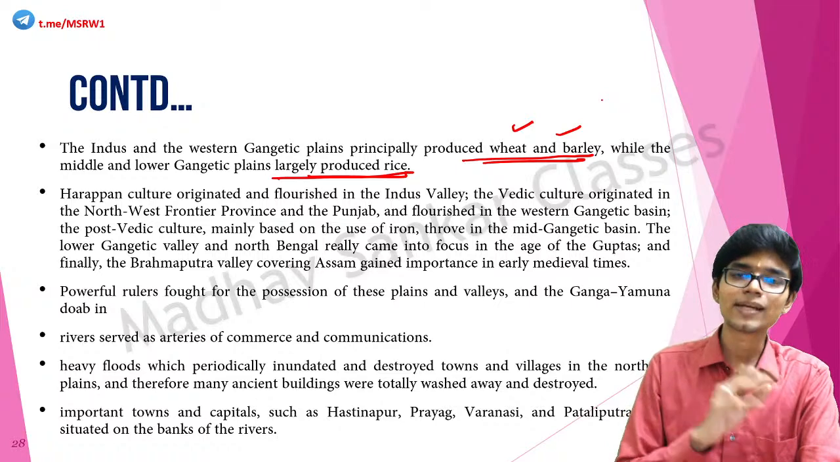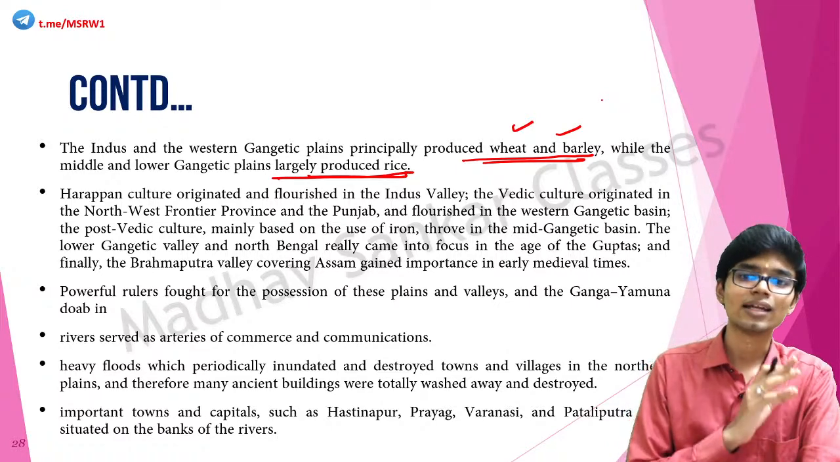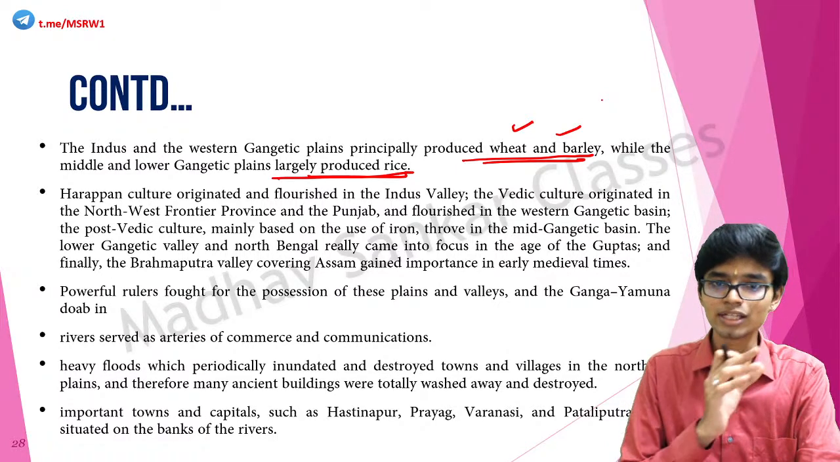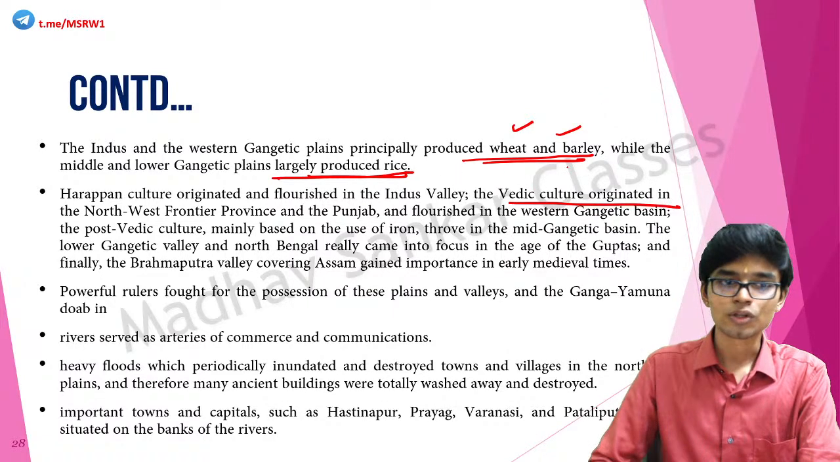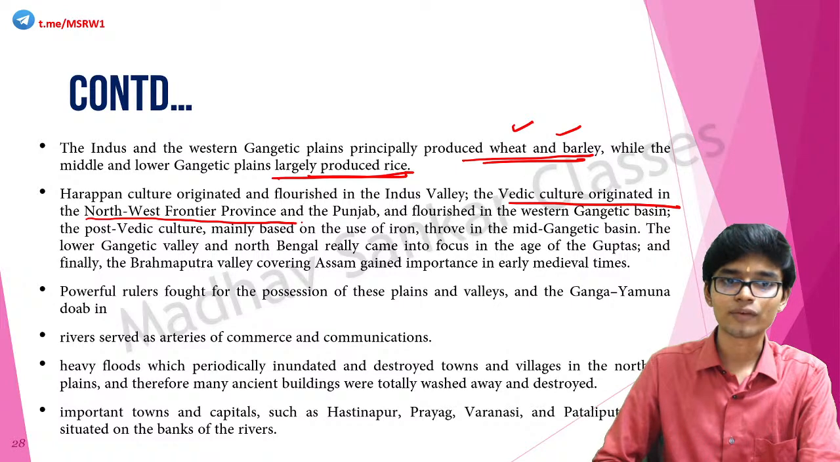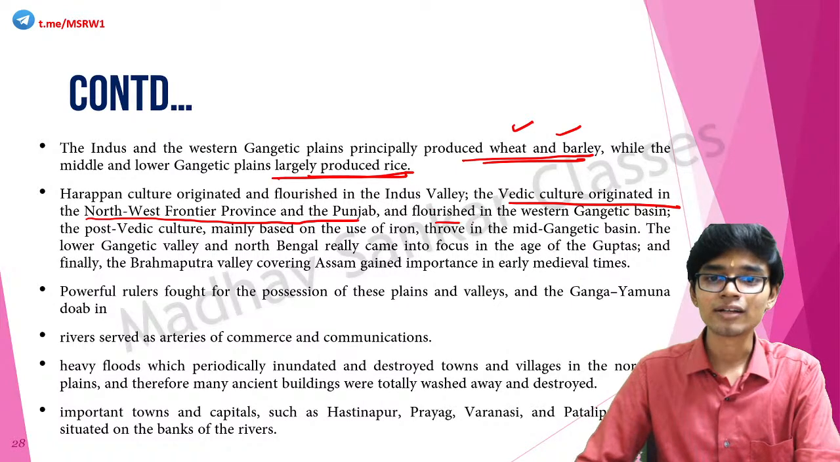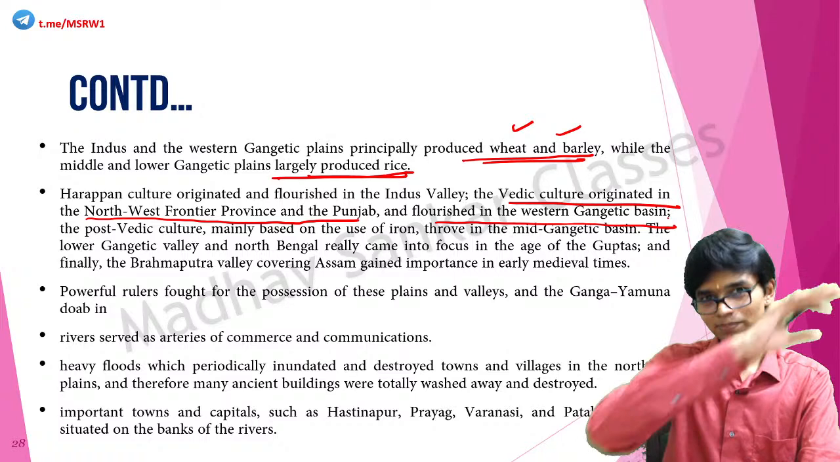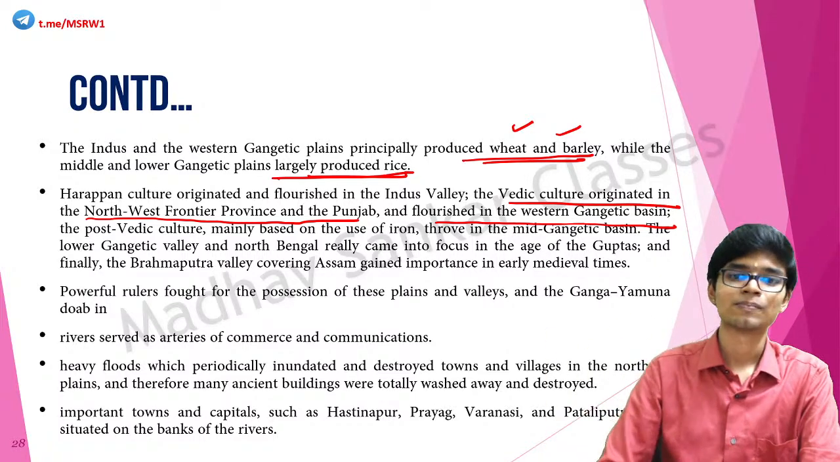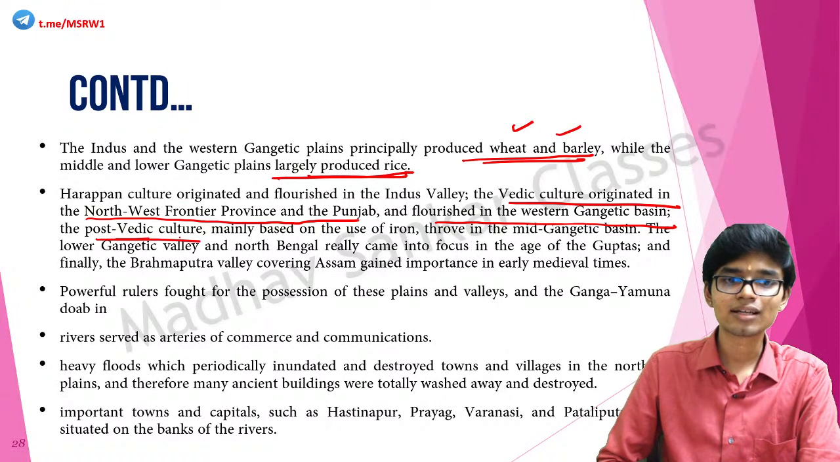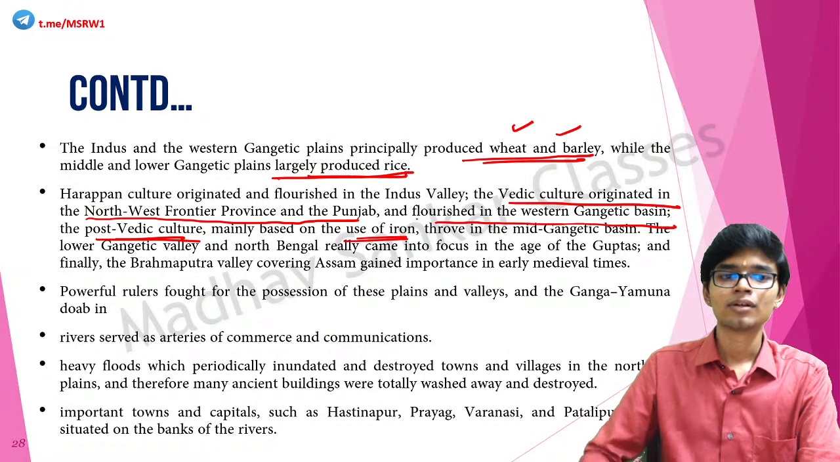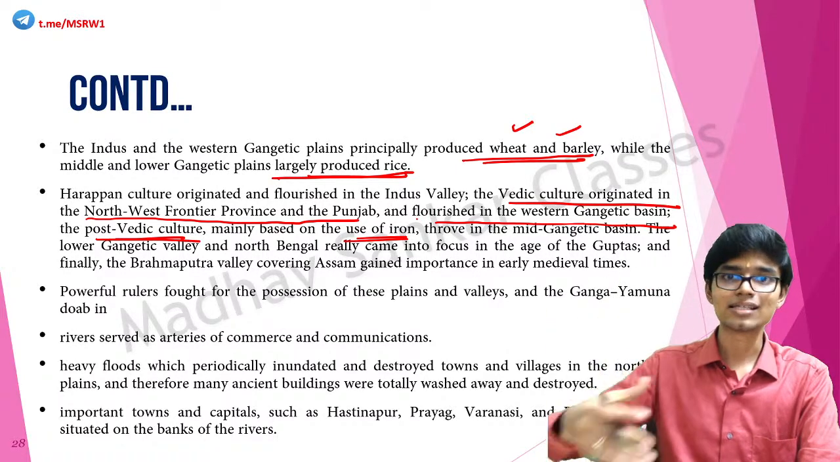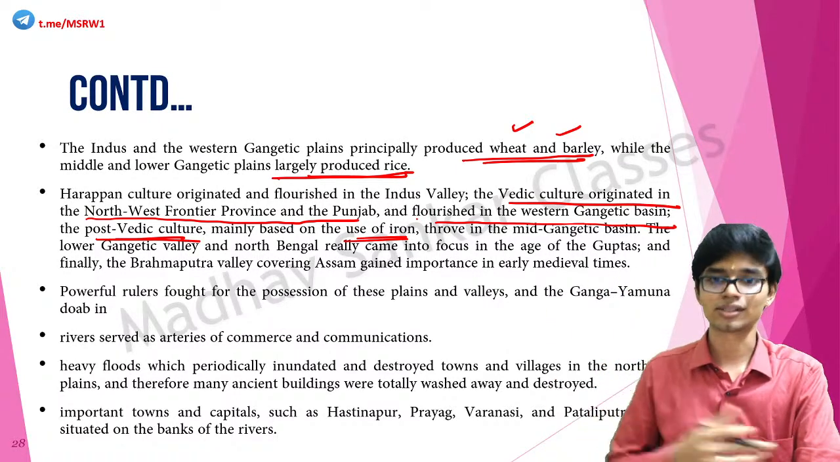Okay, so Harappan culture basically originated and flourished in the Indus Valley region, and gradually it moved towards the Gangetic basin. The Vedic culture originated in the northwestern frontier province and Punjab, but flourished in the Western Gangetic basin. So it gradually moved towards the east. And once iron was found in the post-Vedic culture, because of the finding and using of iron, it became easier to penetrate through very thick forests.